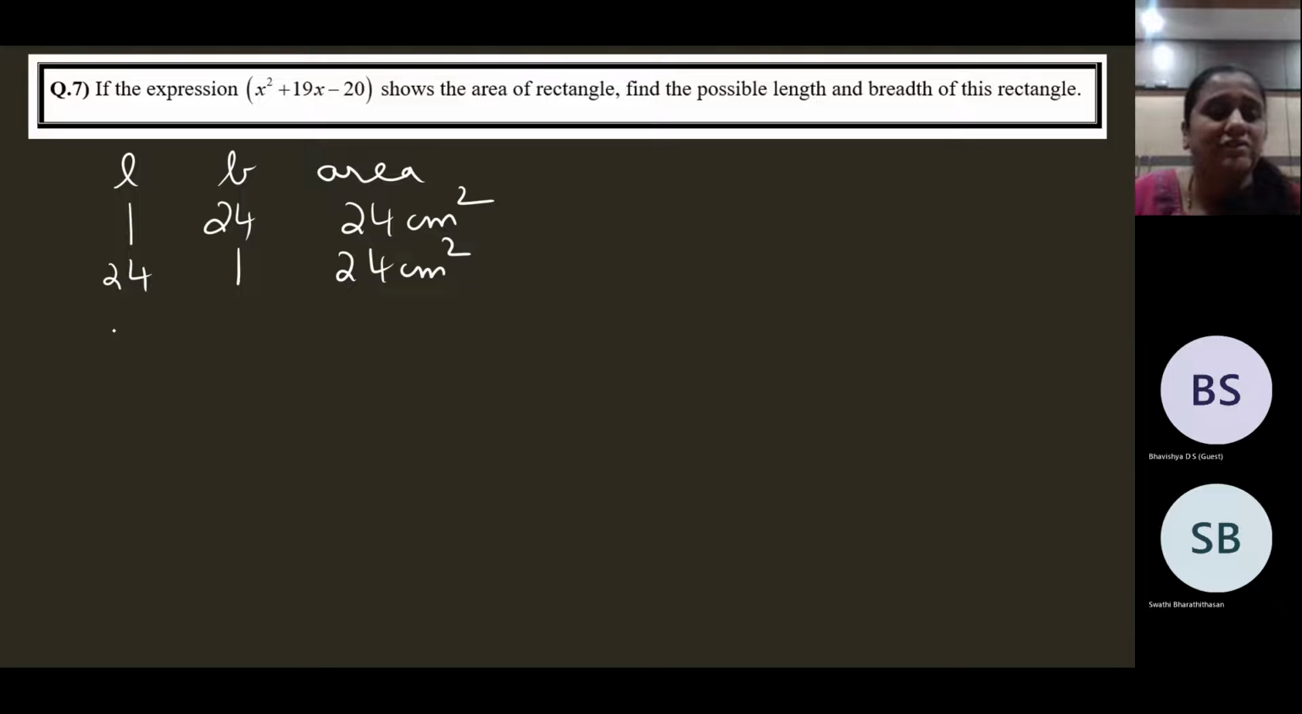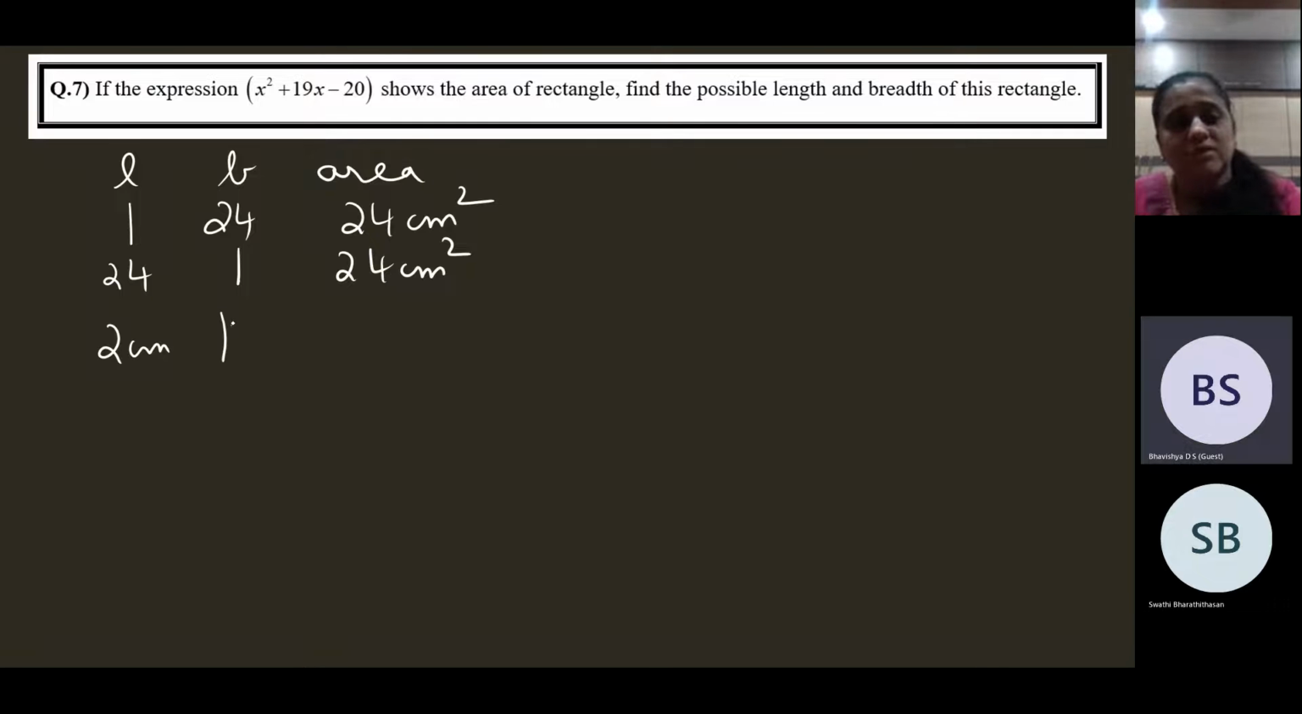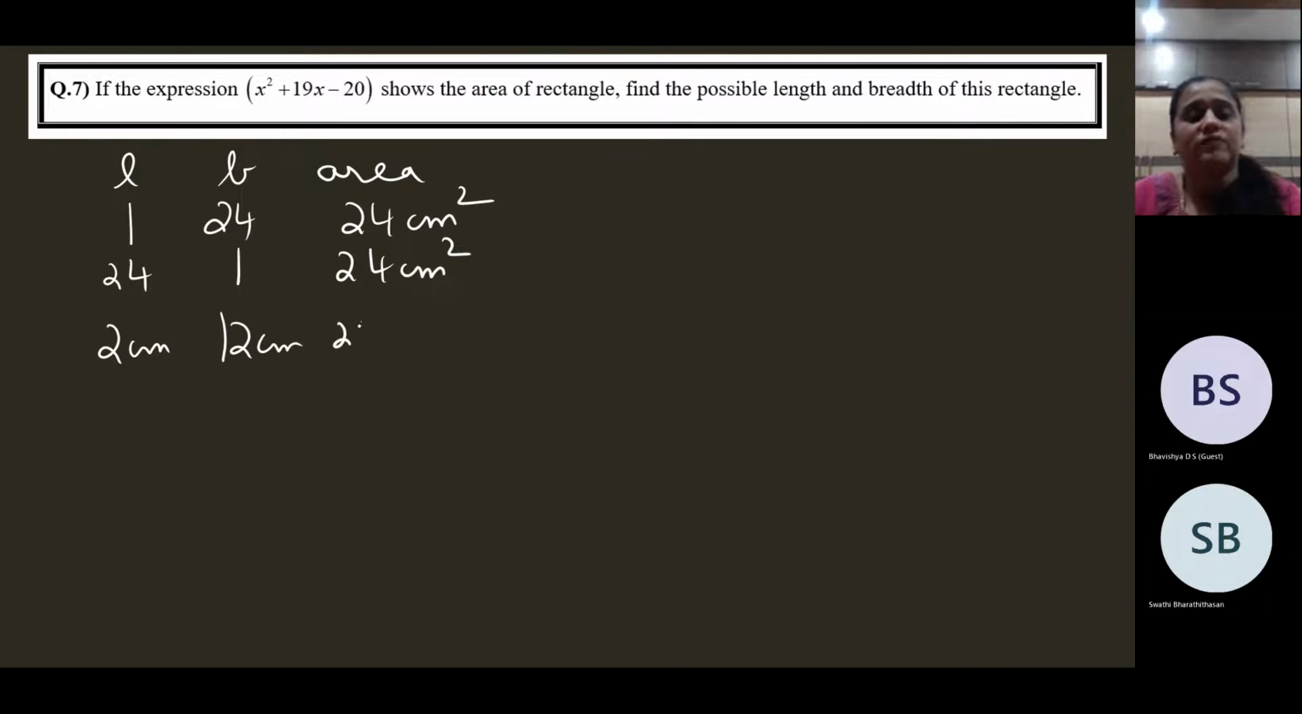Now, Bhavishya, when the length is 2 centimeter, all in centimeter, what should be the breadth? 12 centimeter, ma'am. So the area is 24. It can be the other way also. Length can be 12 and breadth can be 2, and the area is 24.